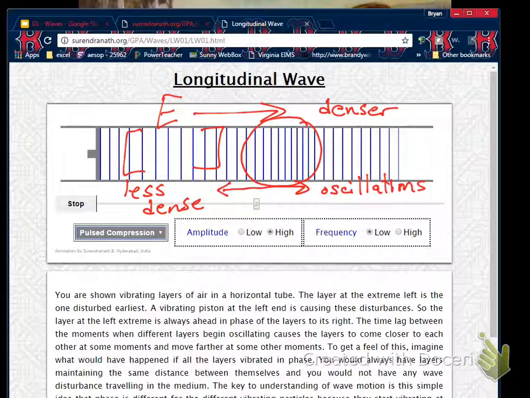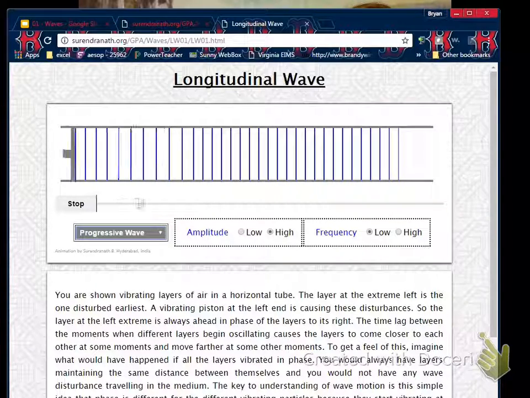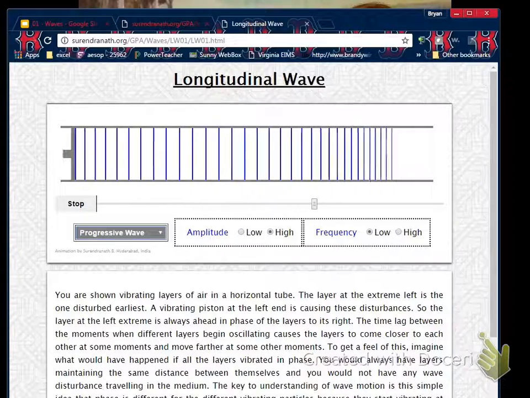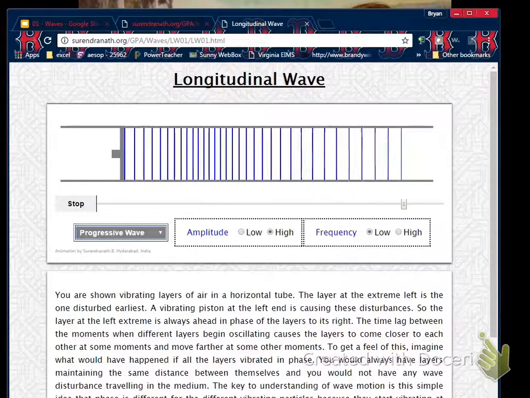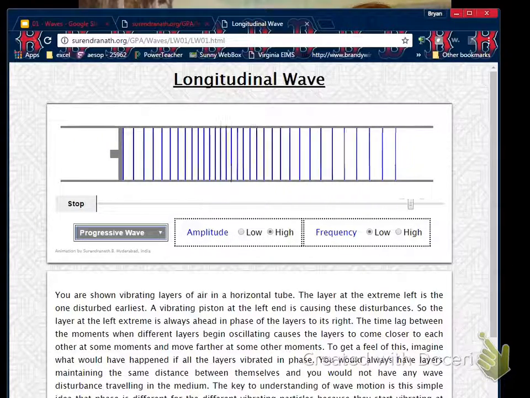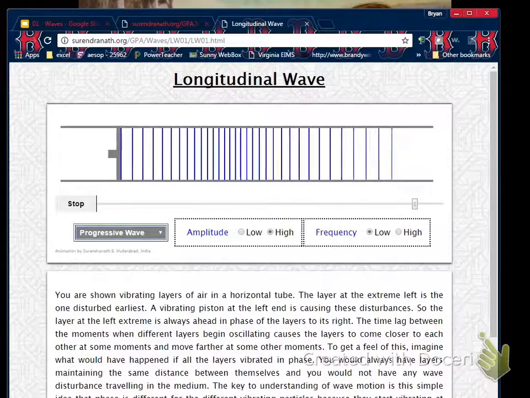Compressions and rarefactions. Okay, and if we pull out a progressive wave here, one that just keeps going, we can see compression, rarefaction, compression, rarefaction, as it gets squeezed and spread out, squeezed and spread out over time. Okay?